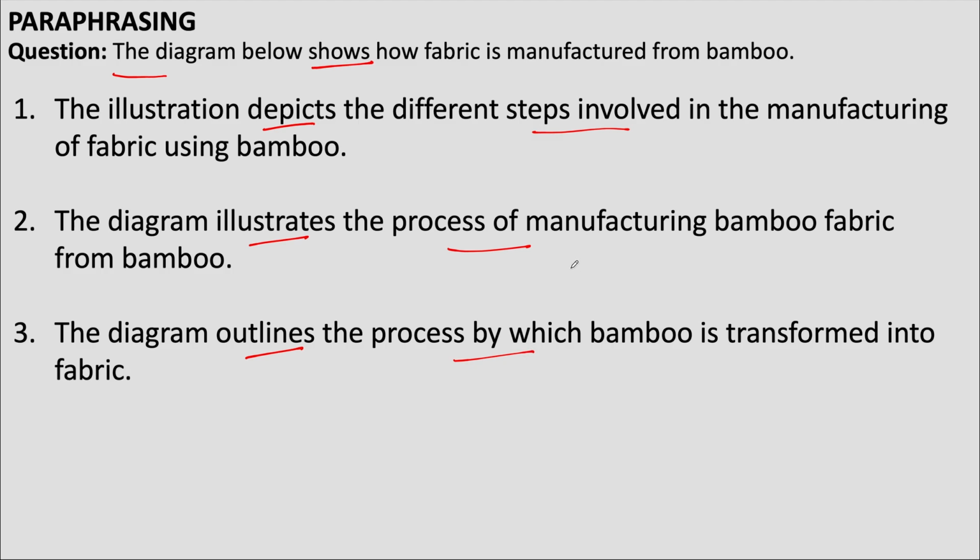Notice that we have also changed the word manufactured to manufacturing. In the third option, we have used the word transformed, which means changed from one form into another. And we have used passive voice here, which is commonly used in process questions.